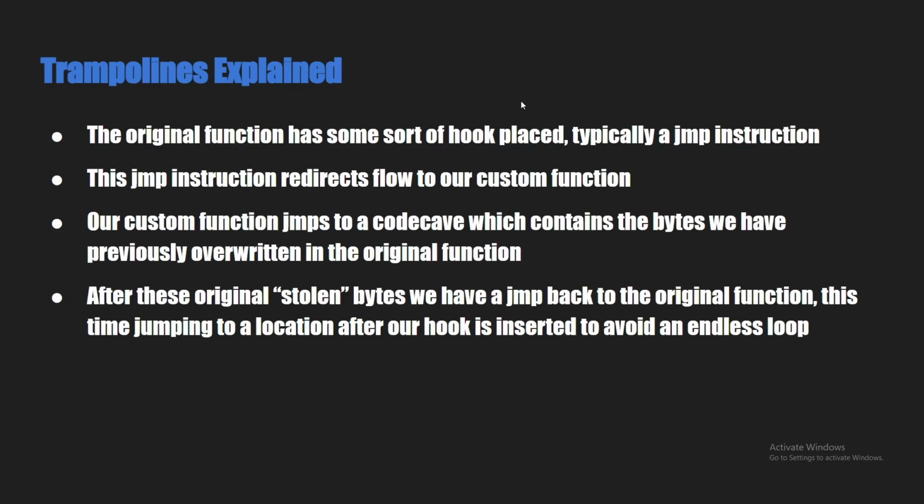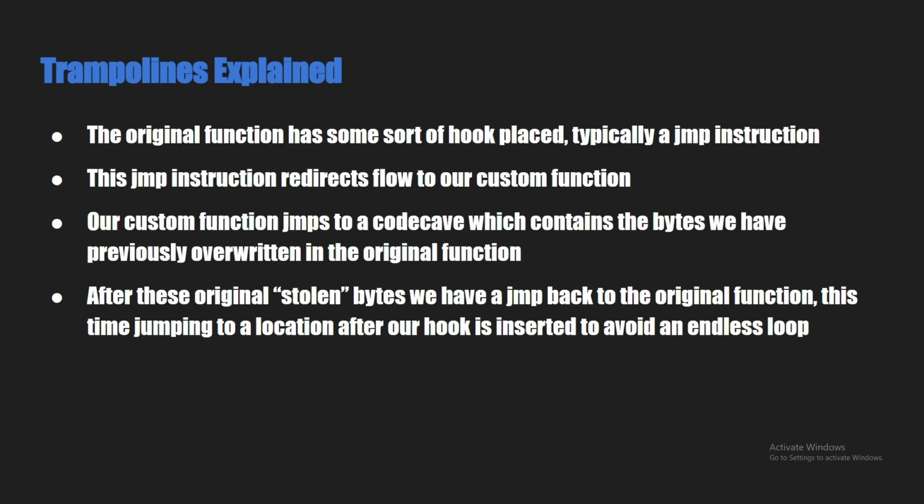So finally, trampolines explained. The original function has some sort of hook placed, and this is typically a jump instruction. At its most basic primitive level, a trampoline hook or any sort of function hook, we're just going to put a jump right there. It's the most basic way of doing it, nice and easy. The jump instruction then redirects flow to our custom function. Obviously, the whole point of a relative jump is that it just jumps to the address you specify.